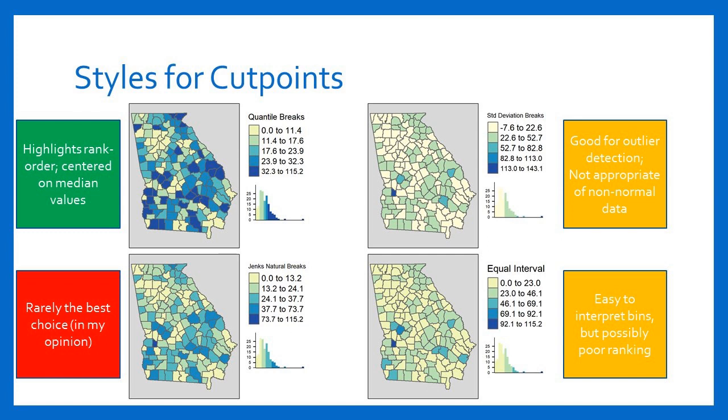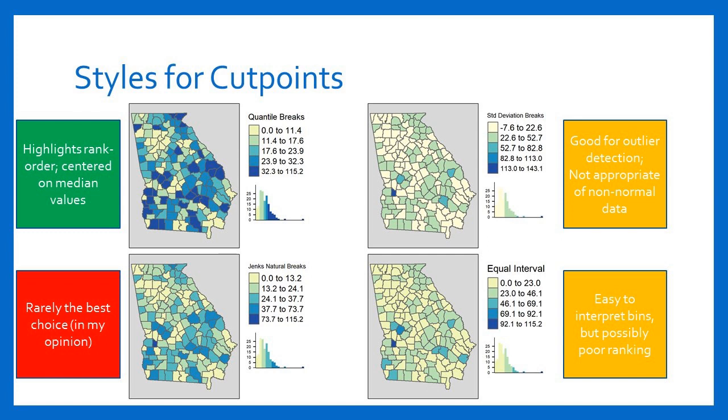Similarly, the equal interval is a nice, easy to interpret system. It has equal amount of distance at each bin. But the problem is it's defined by the distance between the minimum and the maximum. So in this case, the maximum is an extreme outlier. And so there's categories where there's almost no counties that fall in that color. And then, as I said, the Jenks natural break is the default in ArcGIS. I find it rarely to be the best choice. I think it doesn't make any inherent sense for epidemiologic data.